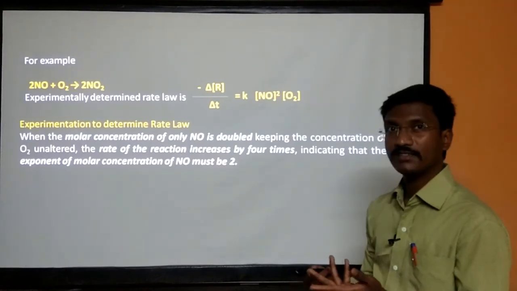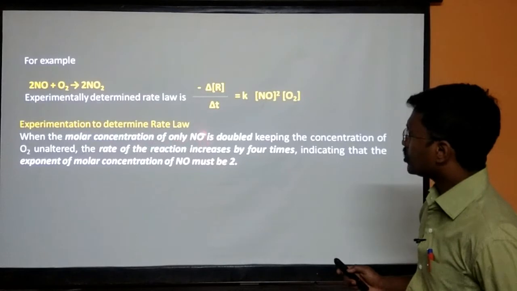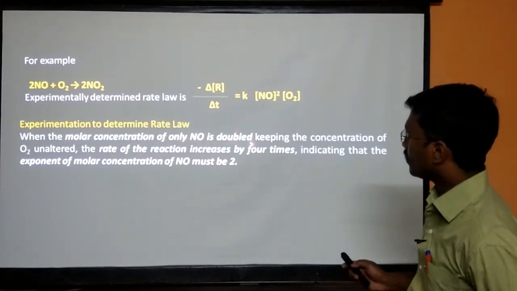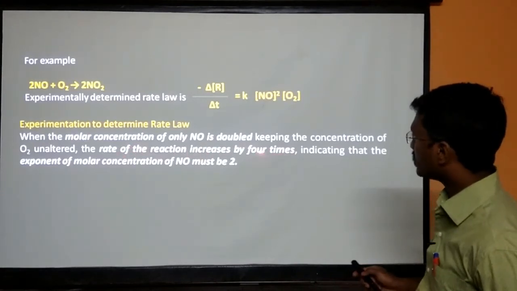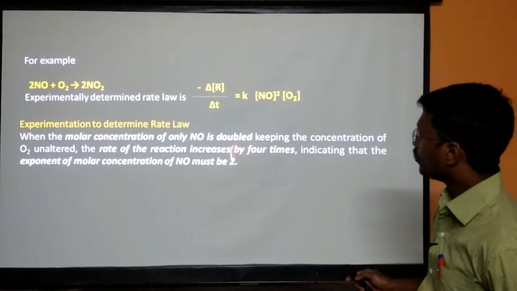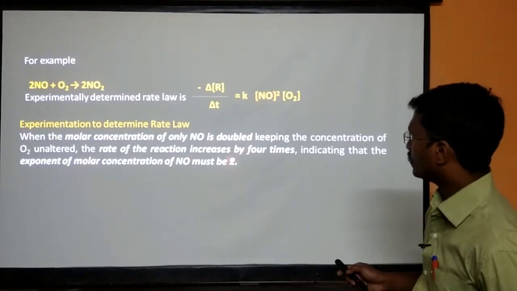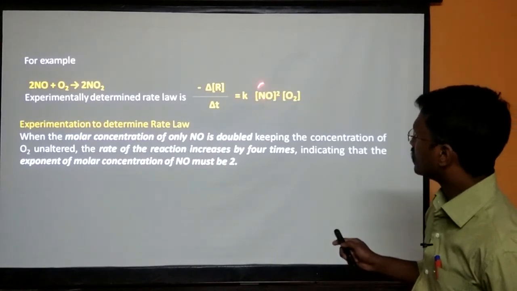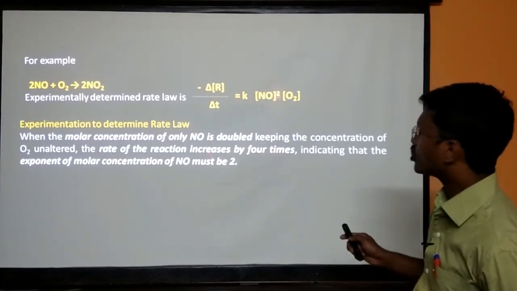How much does it increase? This is what you have to observe here. Look here. The molar concentration of NO, one of the reactants, is doubled, then the rate of the reaction increases by 4 times. If the rate of the reaction increases by 4 times, then we have to write that the power of this NO must be 2. When the concentration is doubled, the rate of the reaction increases by 4 times. It means the power should be 2.